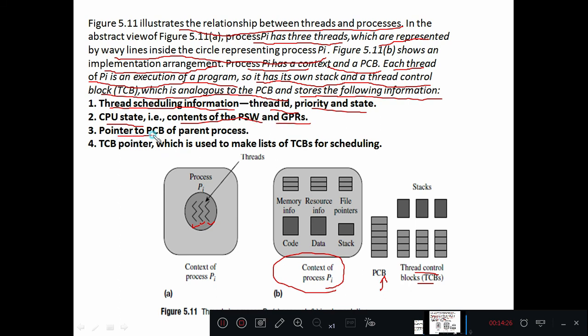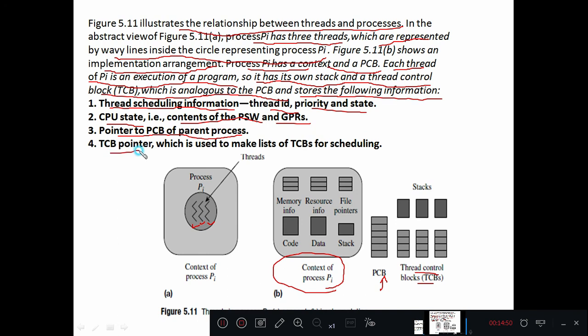Third one, pointer to PCB of a parent process. This is a very important one, right? Because a process is going to be the creator of a thread, right? So the thread should point to which process it belongs to, right? So the thread will point to the parent process.